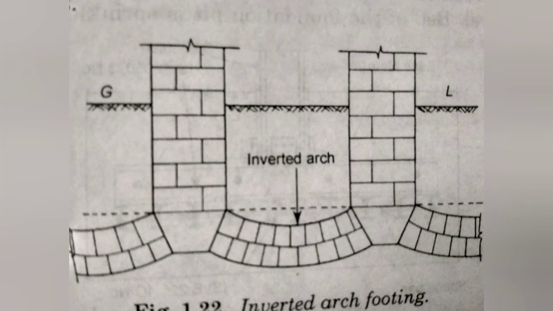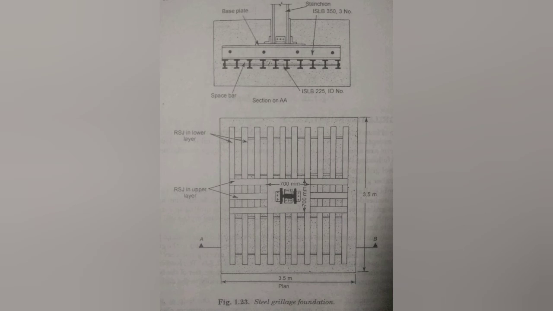Next and last is inverted arch footing. This type of foundation is normally not used these days in buildings. However, it may be useful in structures like bridges, reservoirs, supports for drainage lines, etc. In this foundation, the contact area of the foundation is quite large, and as such the intensity of pressure on the soil is very much reduced. Now we'll go on to discuss grillage foundation.